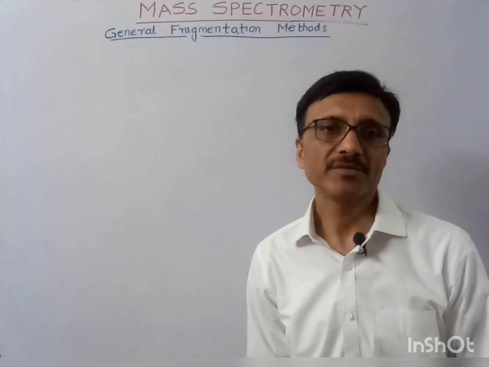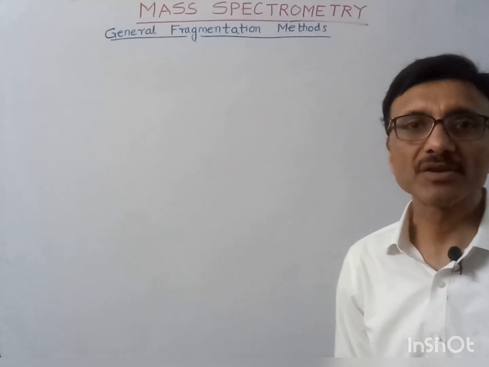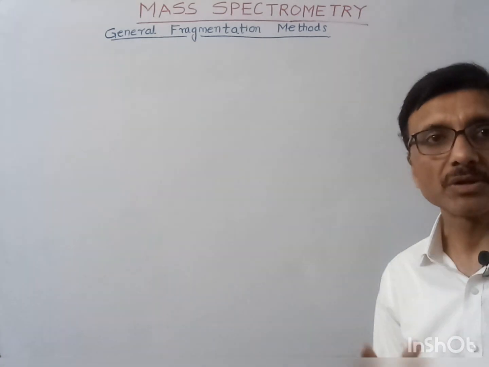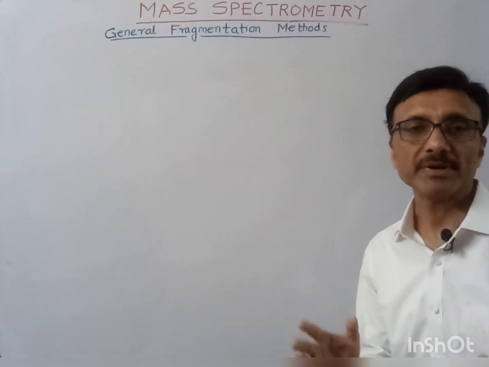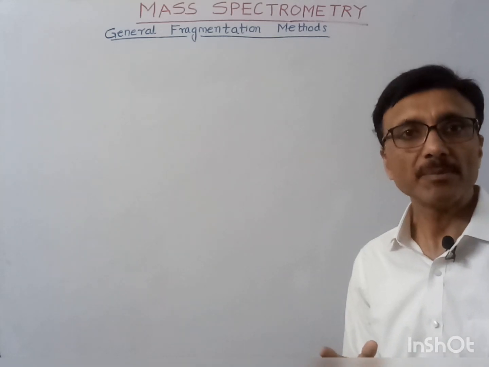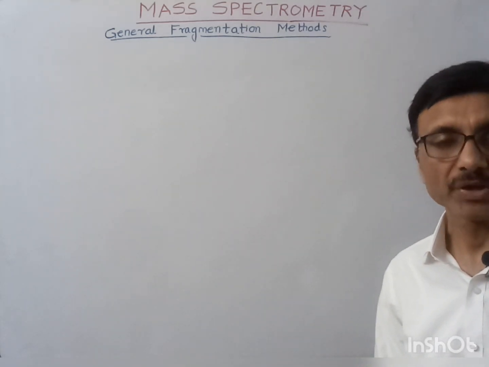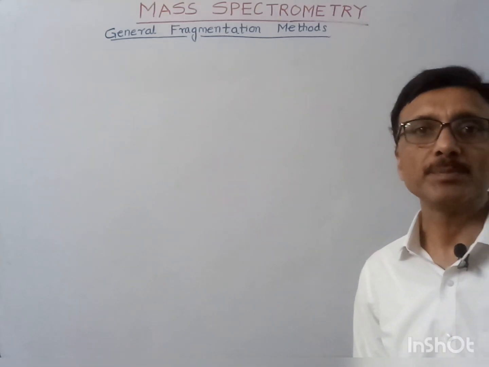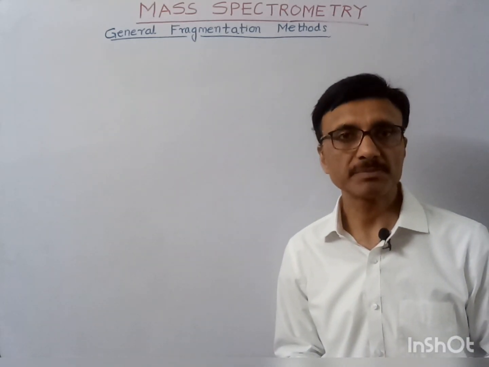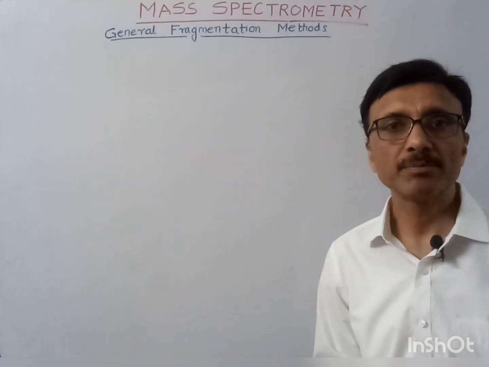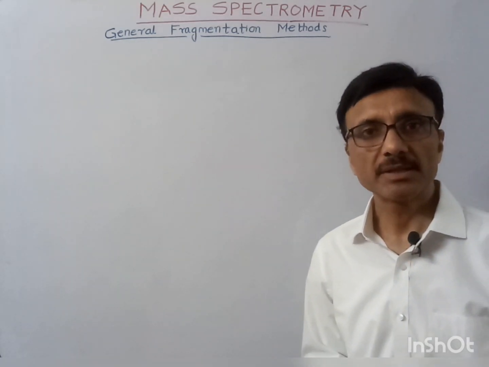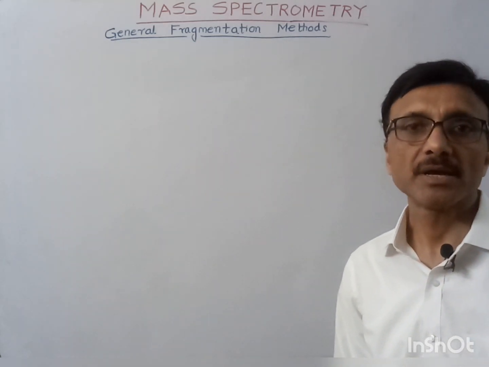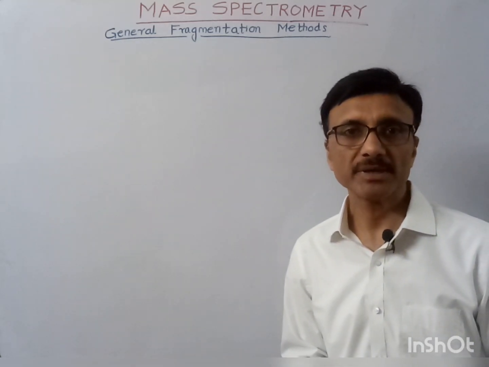In mass spectrometry, today I will explain the general fragmentation method, means a method by which any molecular ion may undergo fragmentation or any molecular ion may undergo cleavage. In my previous lecture, I told you about the different types of peak which can be seen in mass spectrum, like molecular ion peak, base peak, isotopic peak, isotopic cluster peaks, and the metastable ion peak.